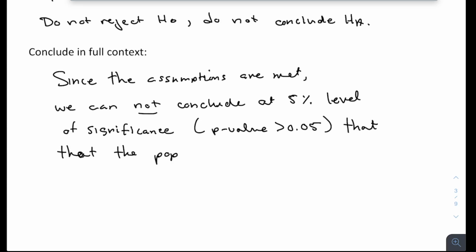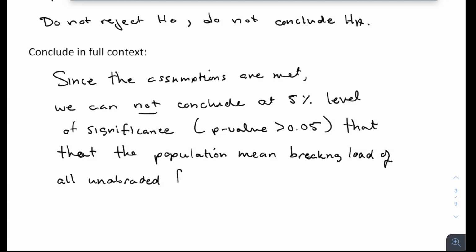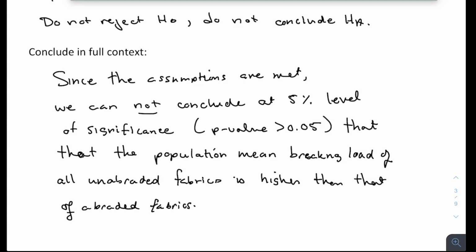We cannot conclude that the population or true mean breaking load of all unabraded fabrics is higher than that of abraded fabrics. Yes, our sample was 7.25, the average difference, but that difference was too small and the standard deviation was too high, and it's not providing significant evidence at the 5% level. We cannot conclude that there is a difference between unabraded and abraded fabrics with respect to mean breaking load.